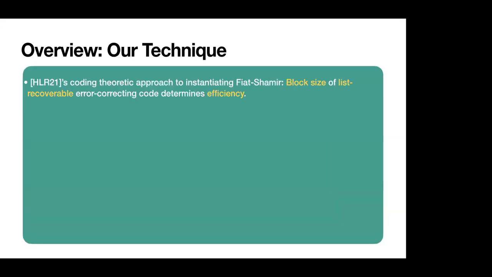As an overview of our technique, we're going to follow HLR21's coding theoretic approach to instantiating the Fiat-Shamir transform. In particular, their work shows how to use list recoverable error correcting codes to address the case of exponentially many bad challenges, where the bad challenges have some product relation structure. And in this approach, the block size of this list recoverable error correcting code determines the efficiency of the proof. And here what we mean by efficiency, of course, is the proof size.